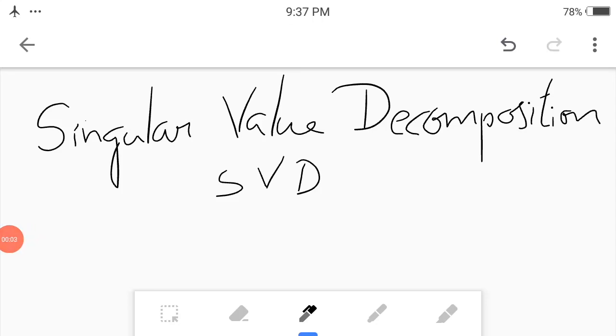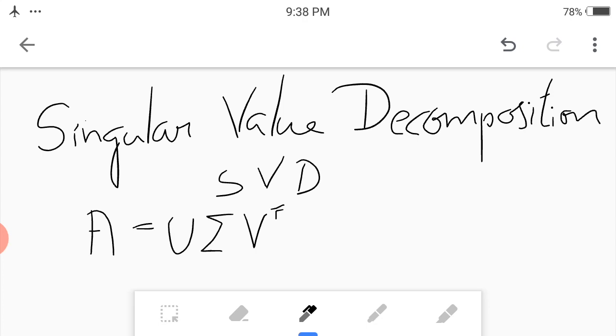Hello everyone. In today's session, we will understand singular value decomposition, also called SVD. The equation for singular value decomposition is A equals U sigma V transpose. What it necessarily means is you can decompose or factorize any type of matrix.